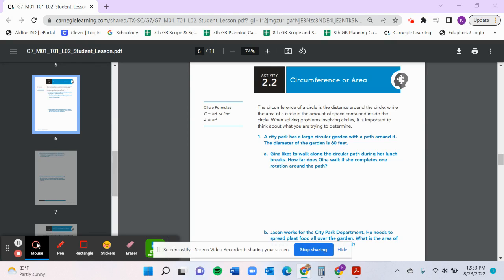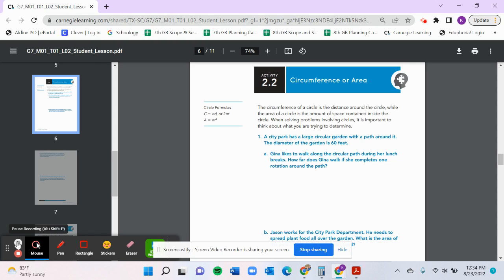This is Activity 2.2 for 7th grade, Module 1, Topic 1, Lesson 2. Go ahead and read the activity description at the top. Pause here. In this activity, you will solve real-world problem situations involving either circumference or area. I will now read the questions.